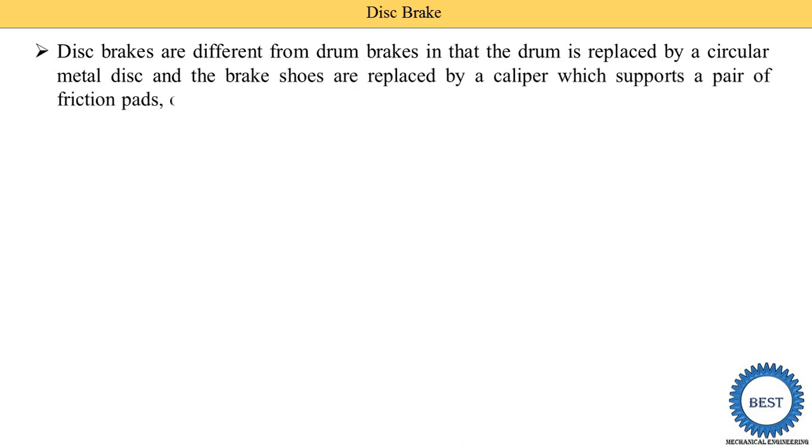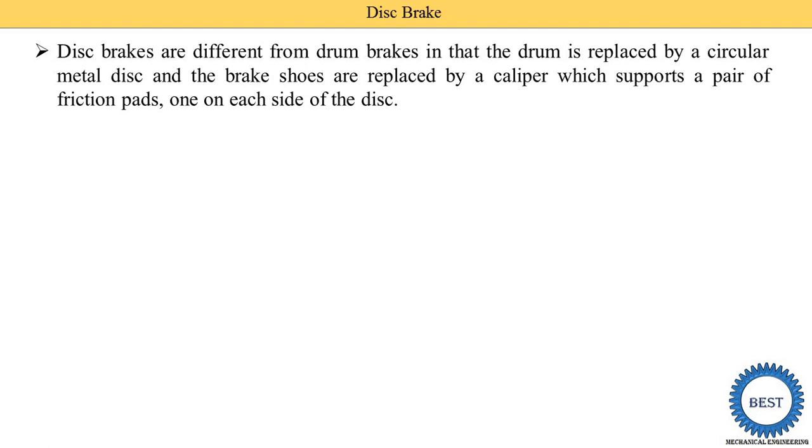So what is the drum brake? Drum brake means internal expansion brake is one type of drum brake. In a drum brake we use the drum, and in an internal expansion brake, inside the drum we provide a different mechanism, means the brake shoe, frictional surfaces are provided. In a disc brake, instead of the drum we use a circular metal disc.